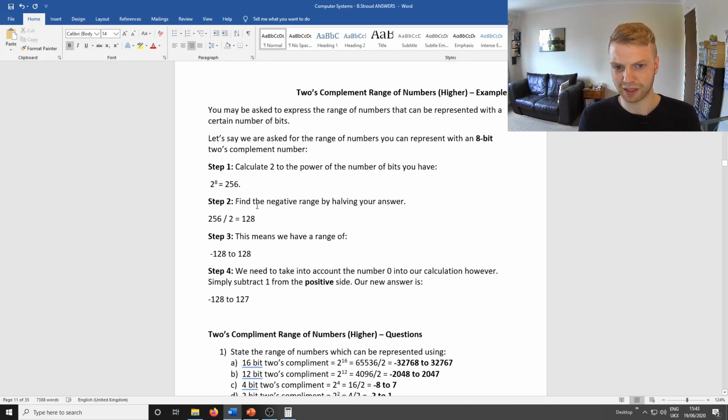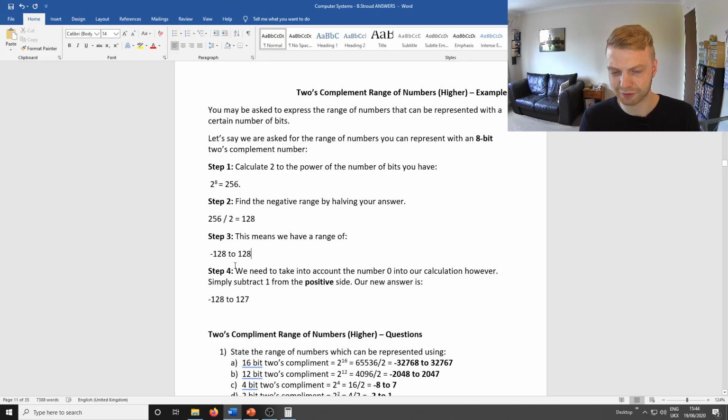Now, the negative numbers are going to take up half of that. So you have to half 256. You just divide it by 2 and you get 128. And to finish it off, you write, we have a range of minus 128 to positive 128, because you just take your 256 and split it in 2.